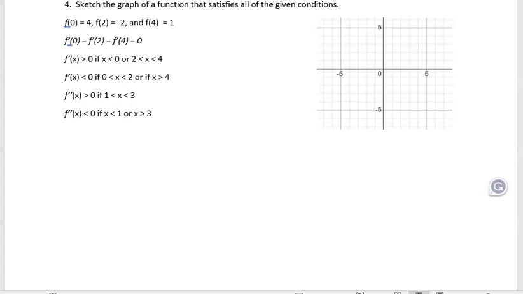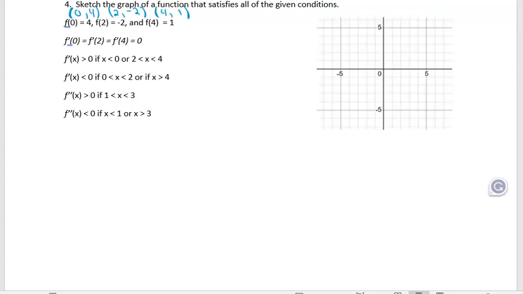So this very first one says f of 0 equals 4, f of 2 equals -2, and f of 4 equals 1. So what is that trying to tell us? Well, it's trying to give us some coordinates, some points we can use. So f of 0 equals 4. That means when x is 0, y is 4. f of 2 equals -2, so when x is 2, y is -2. And f of 4 is equal to 1, so when x is 4, y is 1. So that's pretty helpful. It gave us some nice coordinates. Let's go ahead and plot those.